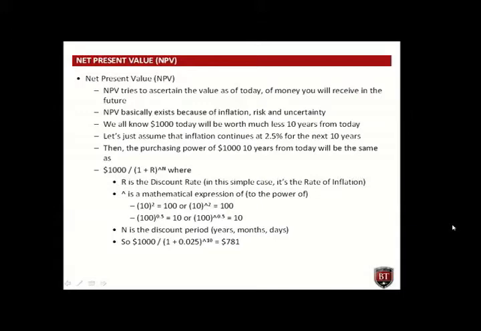So if we take an example here, if you take $1,000 and let's just say it's $1,000 that you get 10 years from today, what do you think that value will be today? Per the NPV formula, what you do is you take the $1,000 and you divide it by a factor that basically looks at a discount rate, and it compounds it by 10 years in this case.